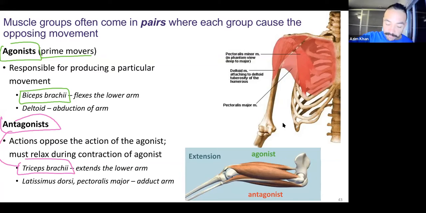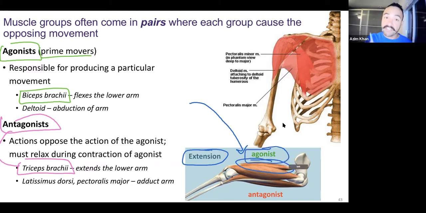Here in this example at the bottom right now we're talking about extension of the knee, of the tibiopatellofemoral joint. To cause extension, that would be these muscles here on top. They're part of the quadriceps femoris. So those are the agonists if we're talking about extension. If we're talking about flexion of the knee, that would be these muscles down here, the hamstrings muscles. So those are an antagonist pair.